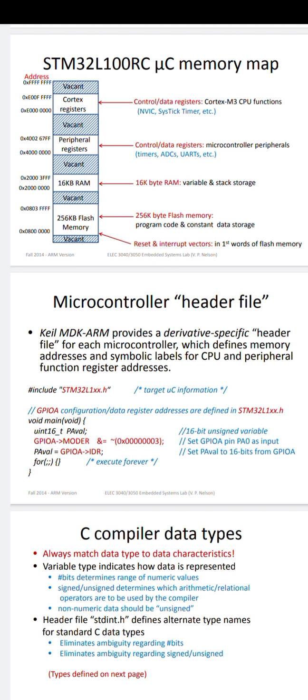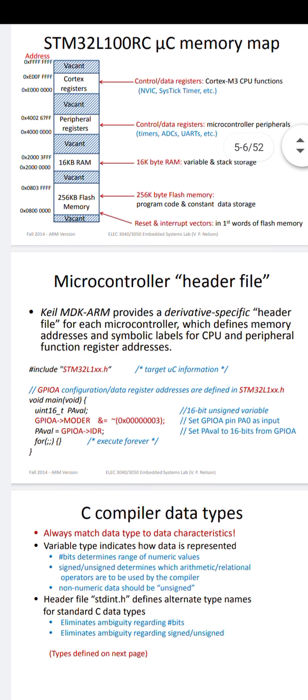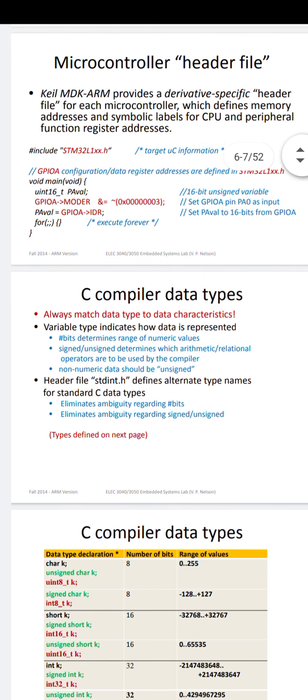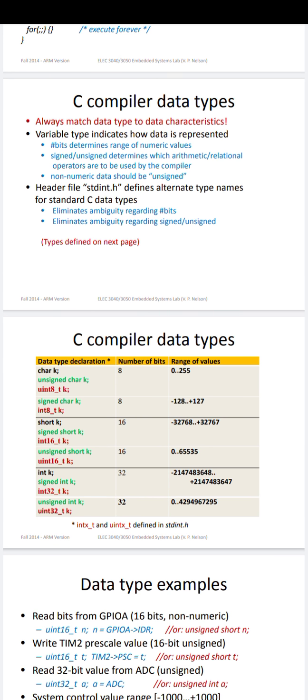These header files are the main parts of the microcontroller. They provide derivative-specific header files for each microcontroller, and define the addresses and symbols of register addresses. Then void main, opening curly brackets, uint16 p value, an unsigned variable of the program. Then write the program's forever loop; for loops are used here to execute forever. Then next part is the data types of C programming.